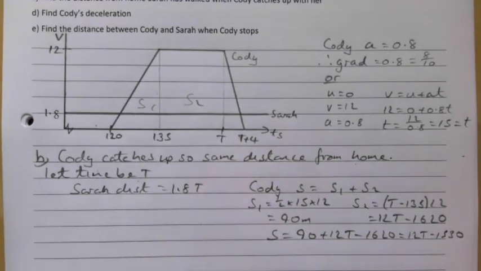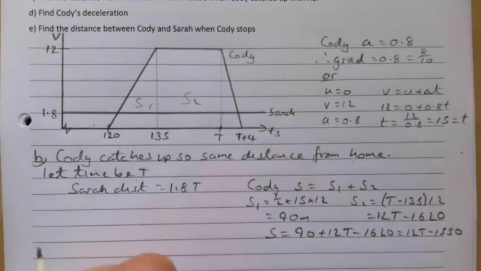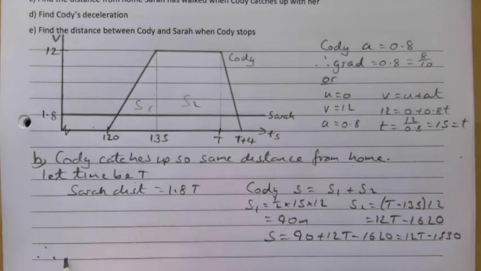Sarah's distance is 1.8t, so we let them equal each other. Therefore 1.8t equals 12t minus 1530.